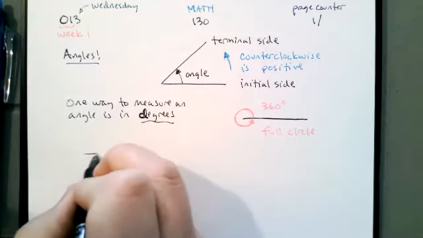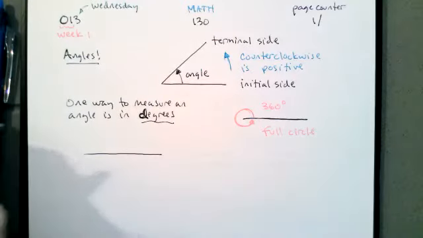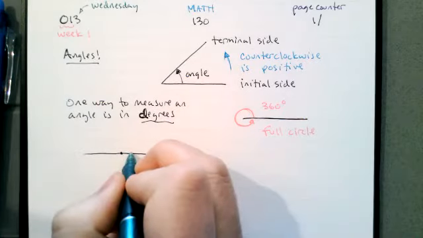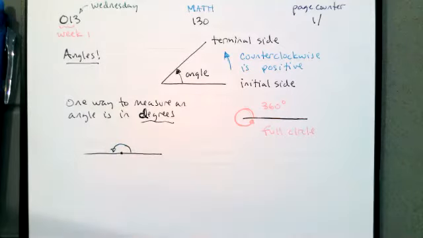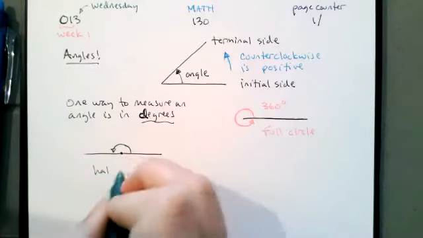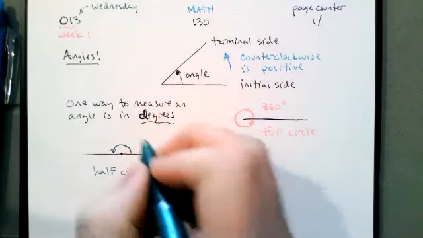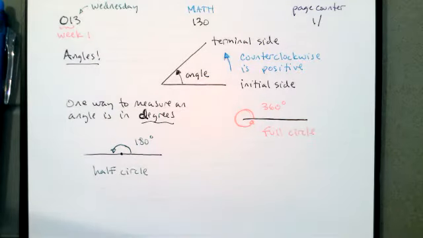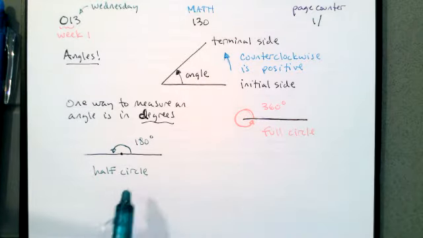So some important fractions that we need to come up with. If we have an angle that just goes halfway around, how many degrees? If I go around a half circle, how many degrees is that? 180. So there's 180, and then we put a little circle as a superscript to say degrees. So a half circle is 180. This makes sense. A full circle is 360. Cut that in half, and we get a half circle.